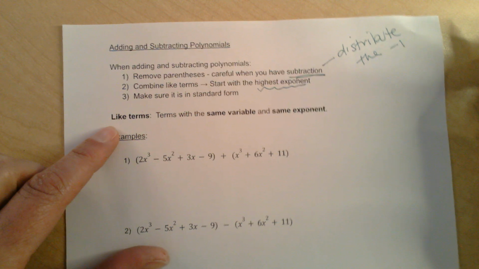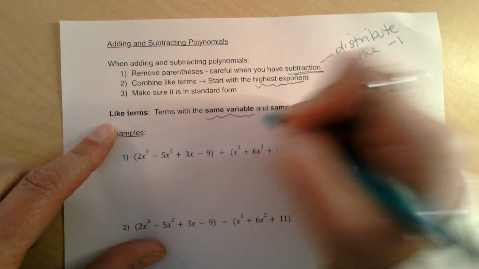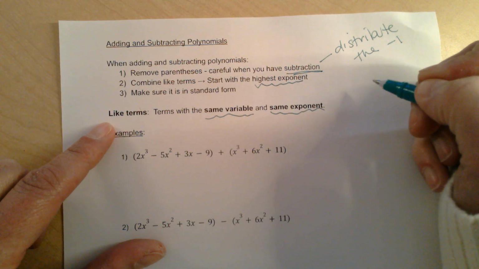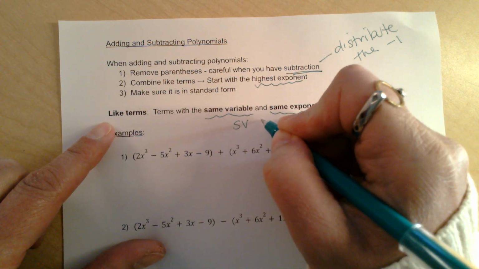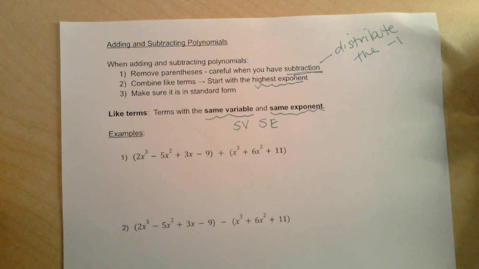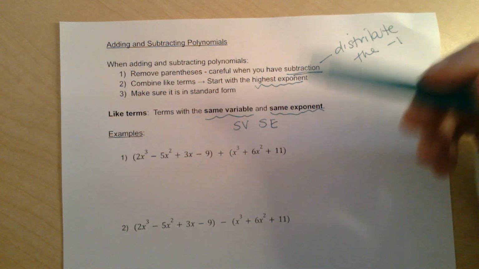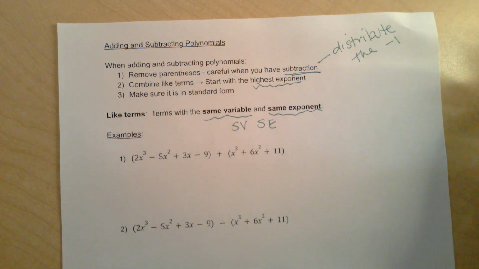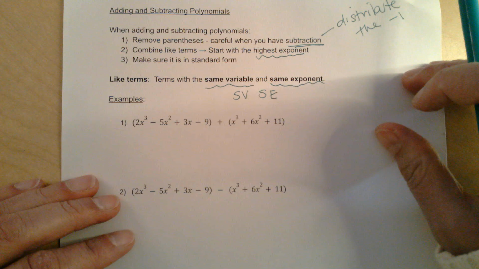Now, what are like terms? Like terms have the same variable with the same exponent. A lot of people like it when I use SV, SE, same variable, same exponent. If you wanted an acronym, there you go. So like terms are same variable, same exponent. All right, so let's do a couple examples.